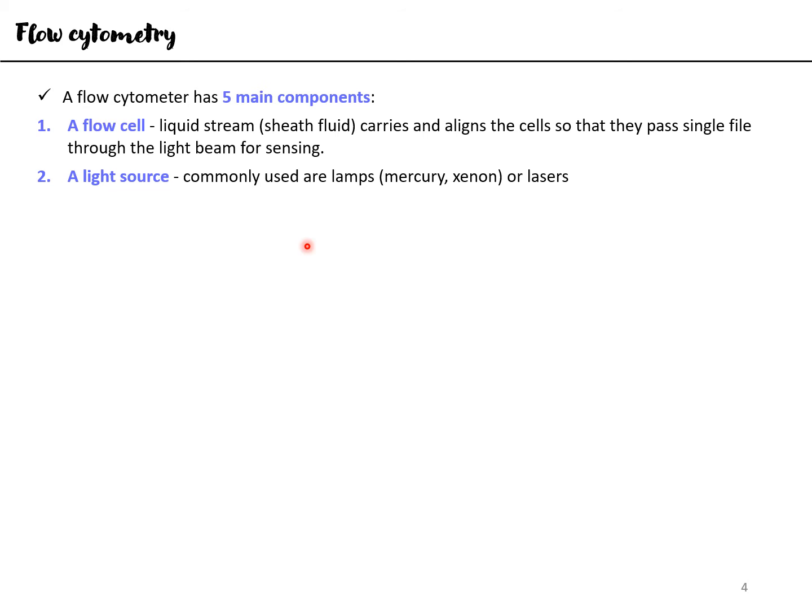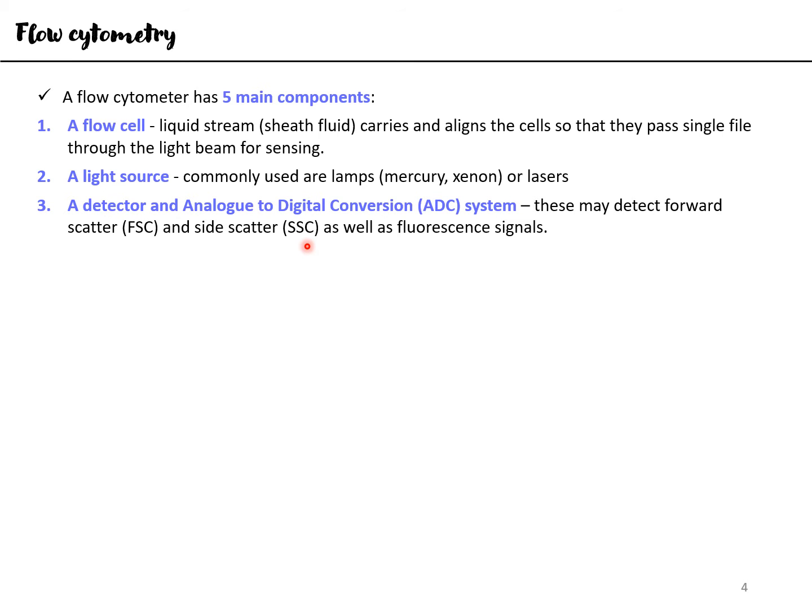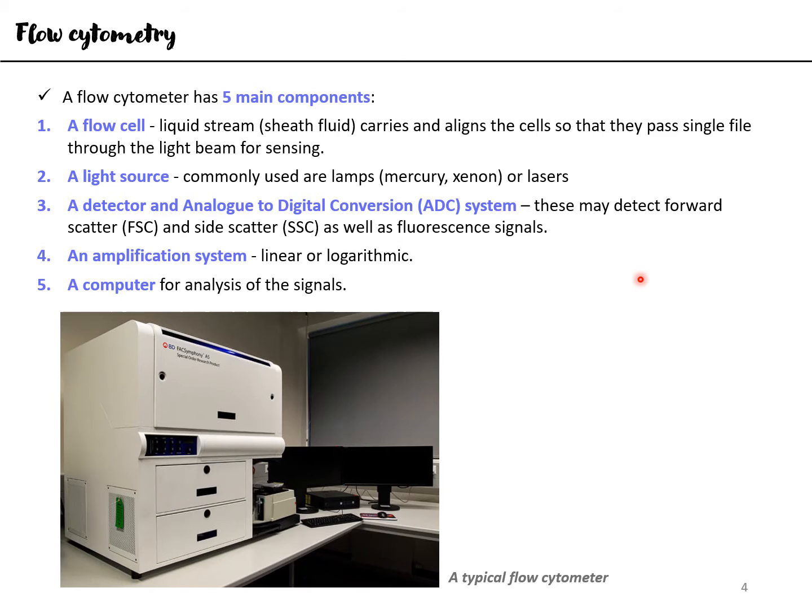There is a light source. Commonly used include lamps of mercury or xenon or a laser. A detector and analog to digital conversion system, the ADC. So these detect forward scatter and side scatter as well as fluorescence signals. An amplification system, which can be either linear or logarithmic. And finally, a computer for the analysis of the signals. So the computer will basically compile the information detected by all of the detectors and give you the output.